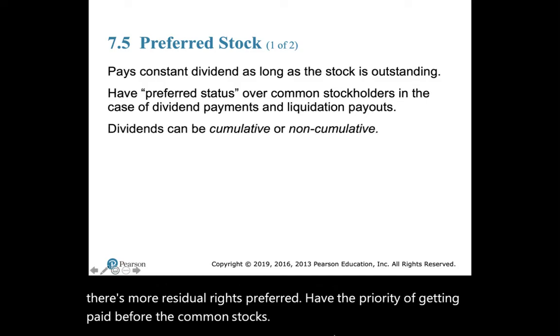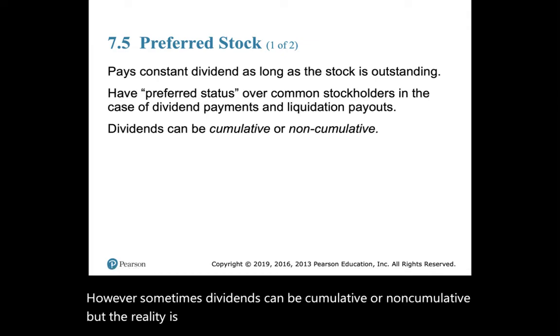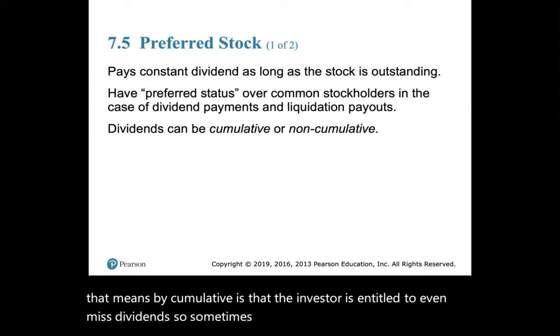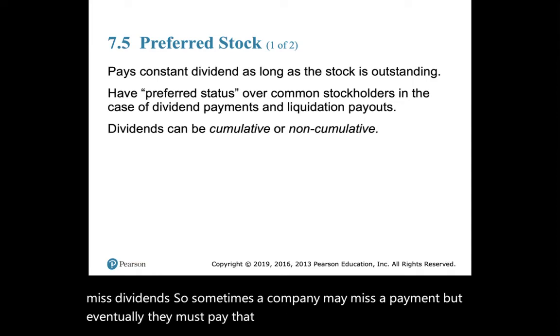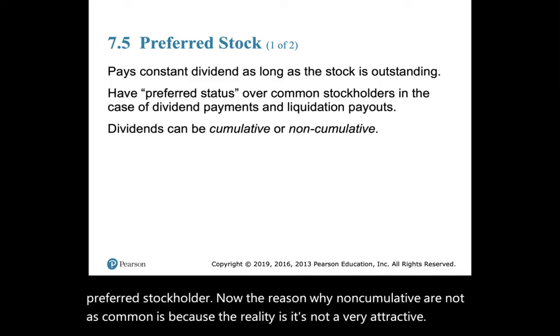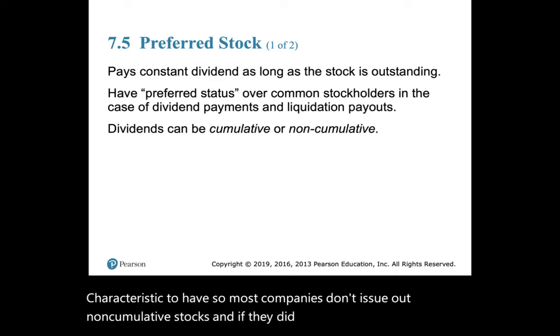However, sometimes dividends can be cumulative or non-cumulative, but the reality is most of the time they are cumulative. And what cumulative means is that the investor is entitled to even missed dividends. So sometimes a company may miss a payment, but eventually they must pay that out to the preferred stockholder. Now, the reason why non-cumulative are not as common is because it's not a very attractive characteristic to have. So most companies don't issue non-cumulative stocks. And if they did, it'd be very deeply discounted.